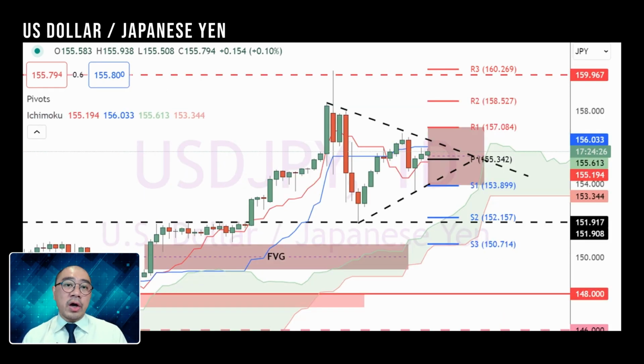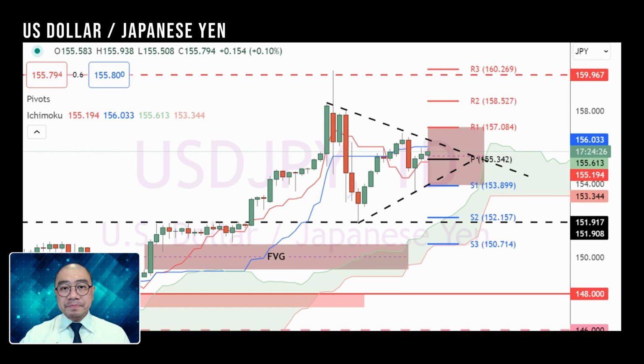All right, next is the dollar Japanese yen. The dollar Japanese yen right now is forming a symmetrical triangle. With that in mind, if we look at the range between pivots R1 and S1, we're expecting the dollar Japanese yen to be trapped within a range between 154 to 157 this week. We're expecting the range to get smaller.